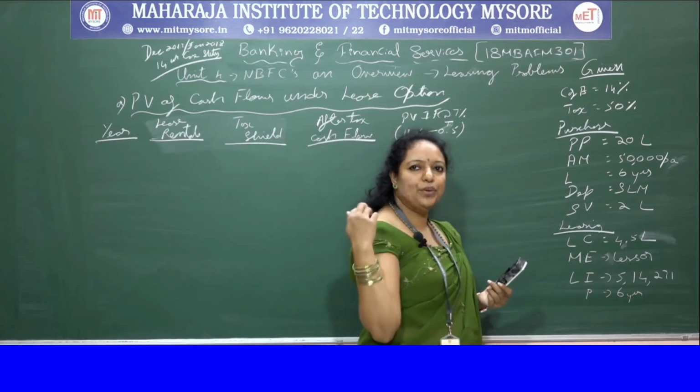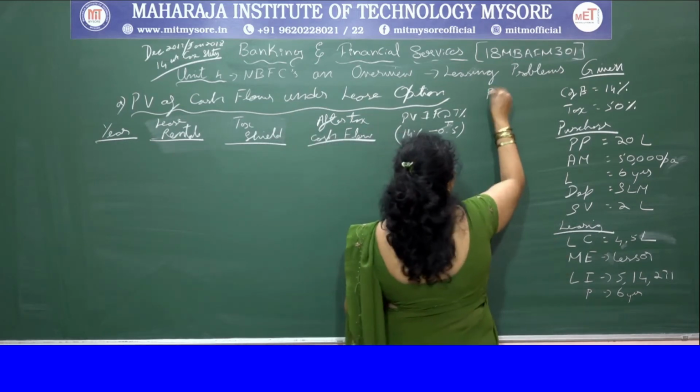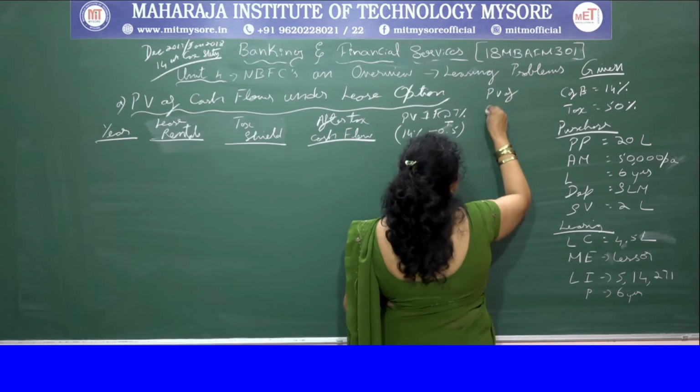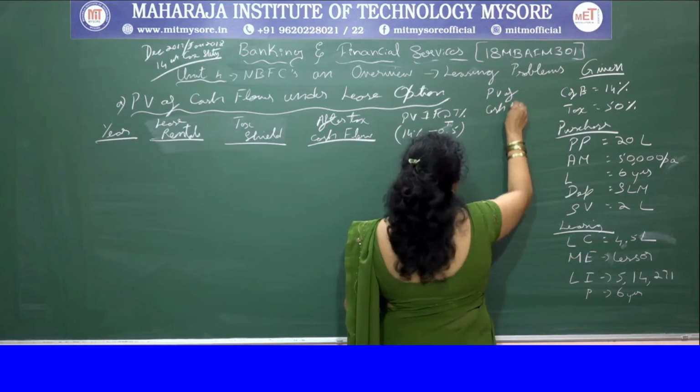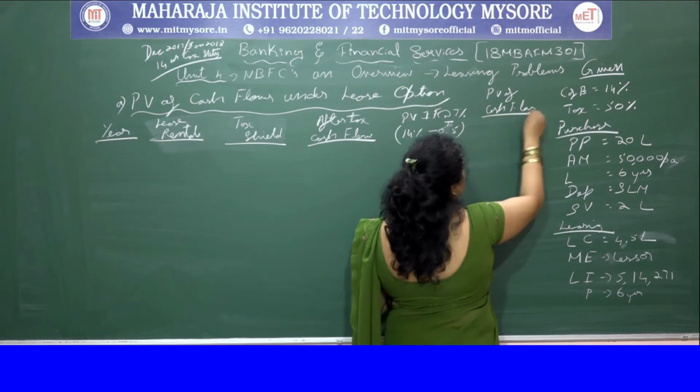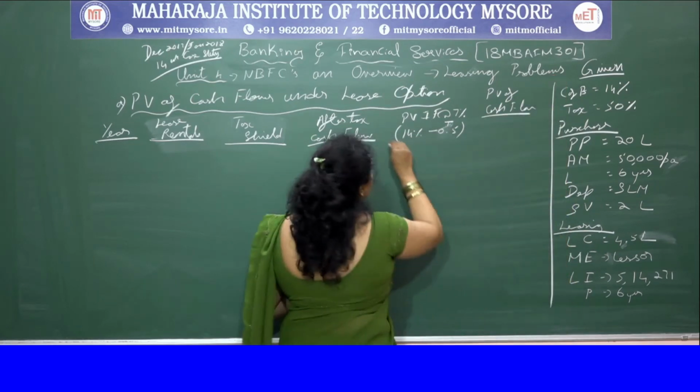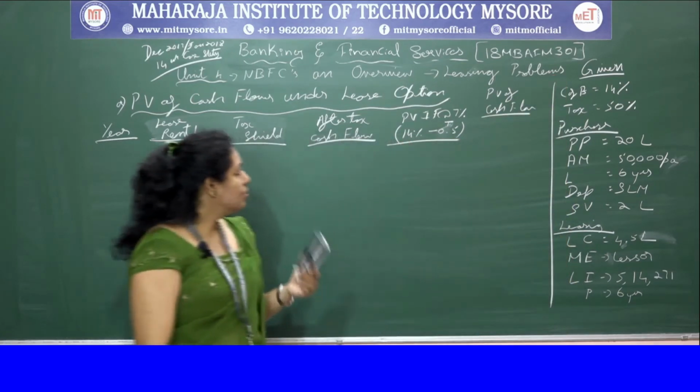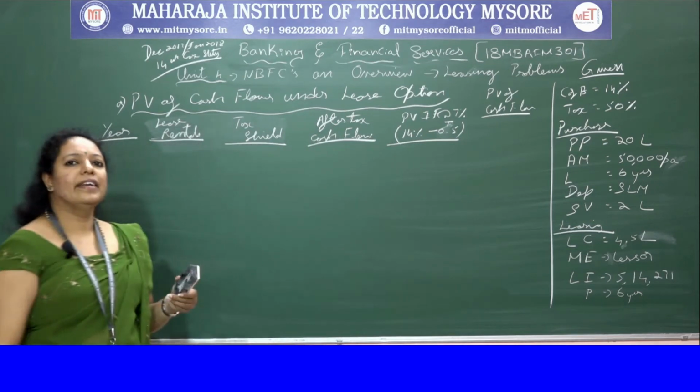Then present value of cash flows. So present value of cash flows. This is net present value. So this is what it is given.